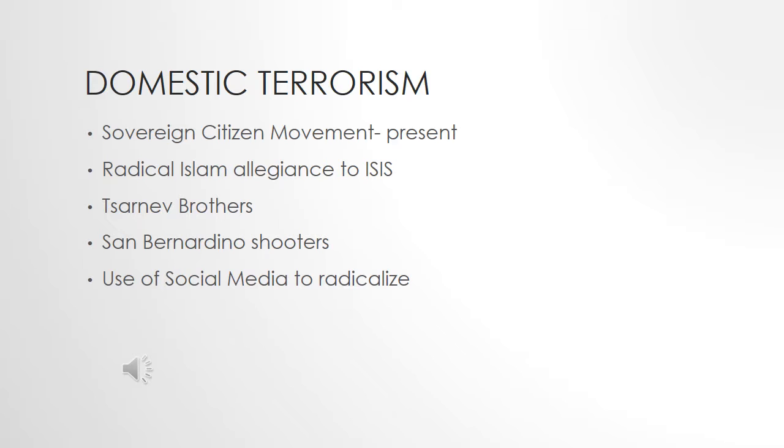So what we're seeing now within domestic terrorism is the use of social media and reaching out to disaffected youth to become members of ISIS and to commit acts of terrorism, because ISIS's goal is to restore the caliphate, which is basically a Muslim kingdom.